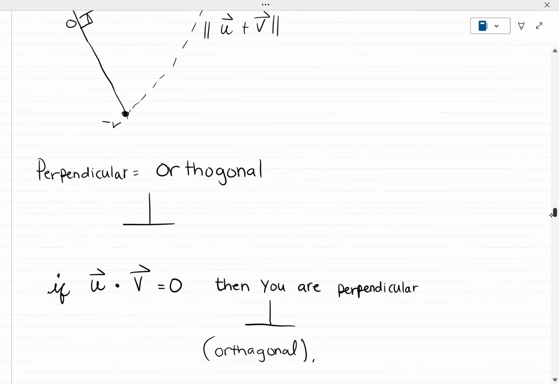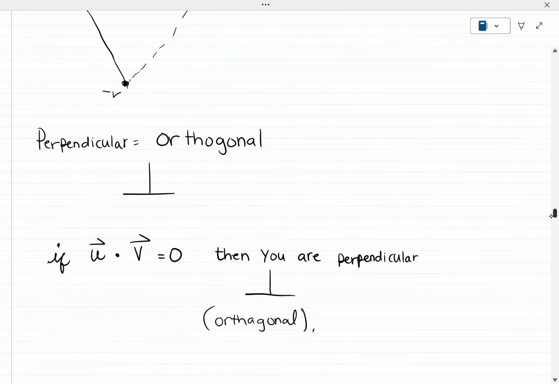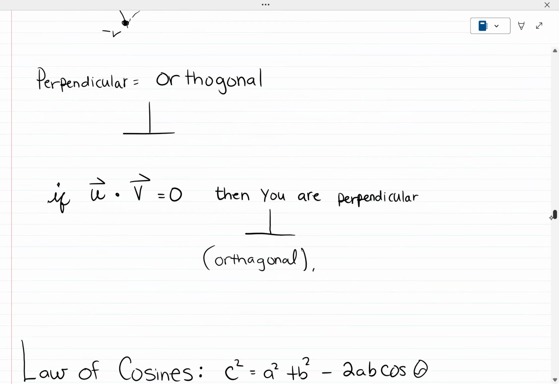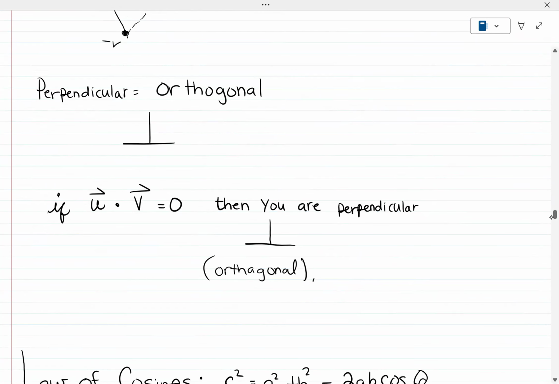Perpendicular is the same thing as orthogonal. And also, this is another way you can tell if two vectors are orthogonal. If you multiply out the two vectors and it gives you a product of 0, then you are perpendicular or orthogonal.